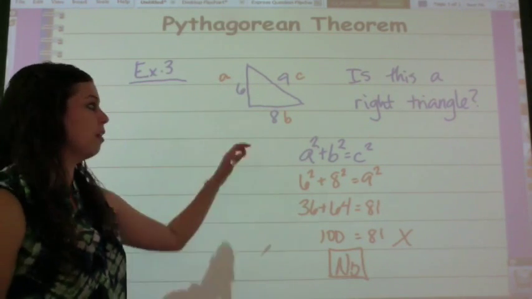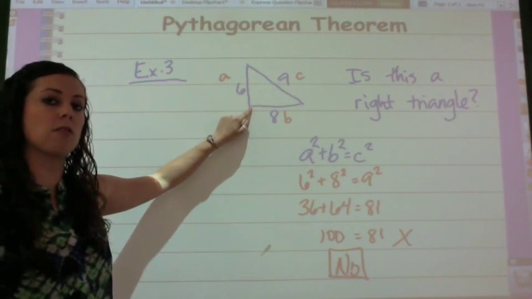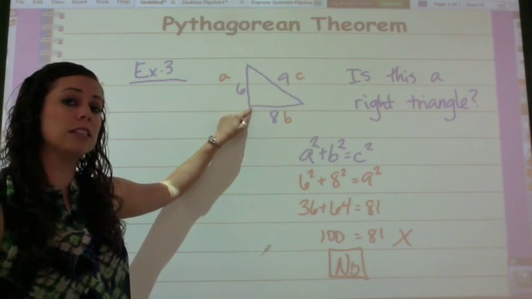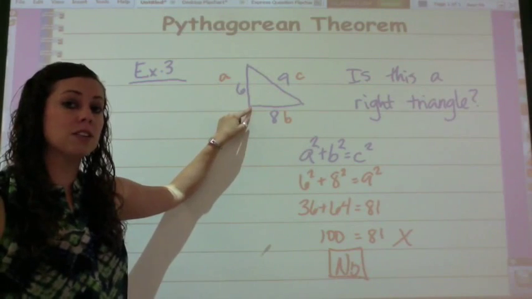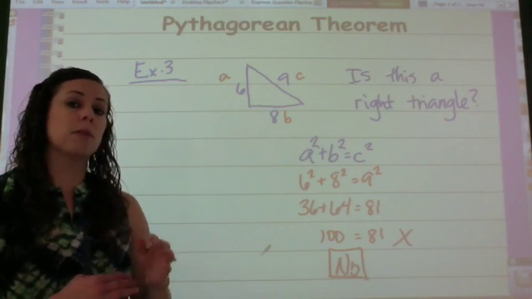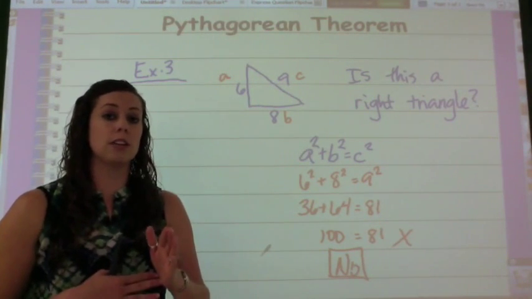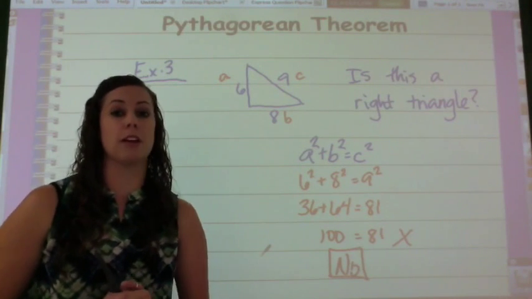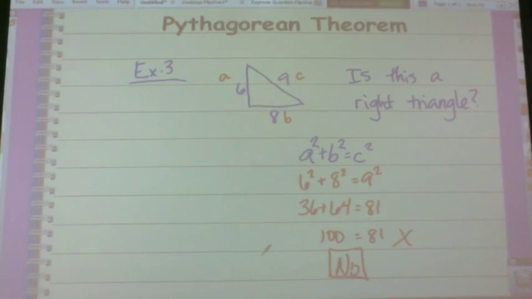Some of you again might think, well, it looks like it's a right triangle. Remember, looks can be deceiving. It could be 91 degrees, it could be 89 degrees, it could be very close to 90 degrees. Even 85 degrees might look like a right triangle. So let's look at another one.